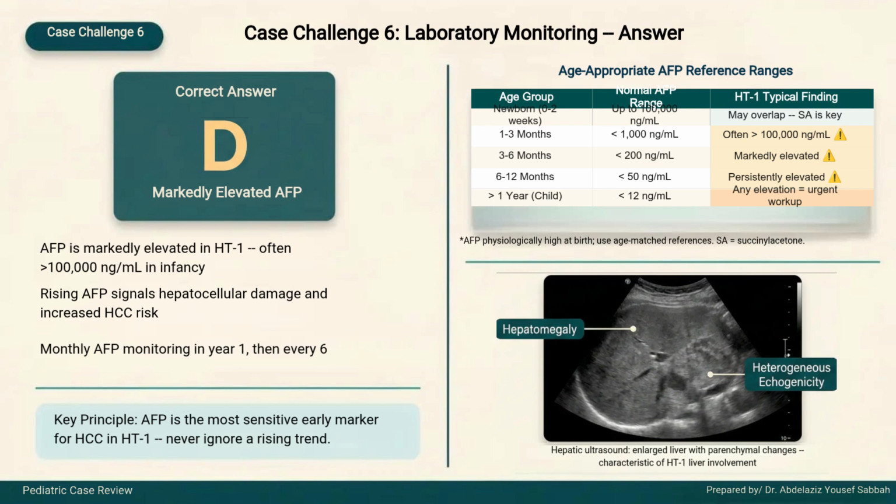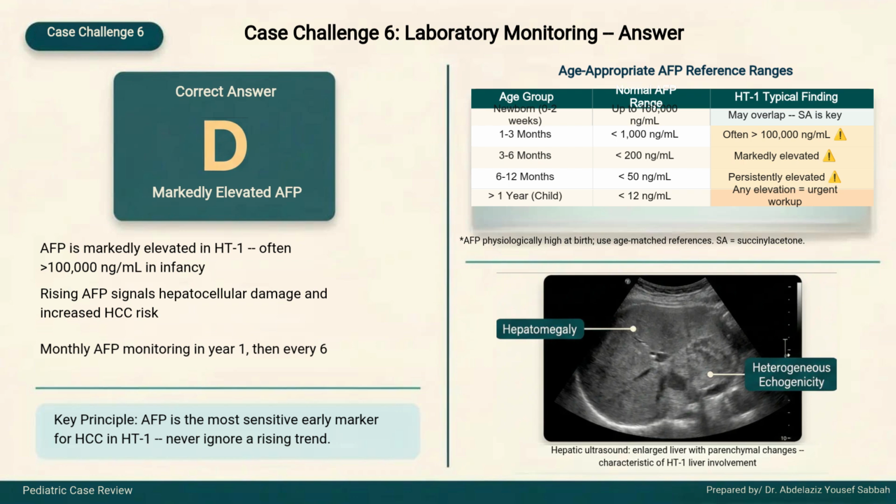Alpha-fetoprotein is markedly elevated in Tyrosinemia type 1, often exceeding 100,000 nanograms per milliliter in infancy. Rising alpha-fetoprotein signals hepatocellular damage and increased risk of hepatocellular carcinoma. The monitoring schedule is monthly alpha-fetoprotein in the first year, then every 6 months lifelong.